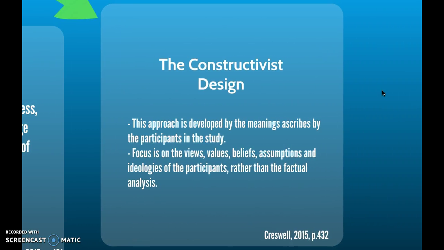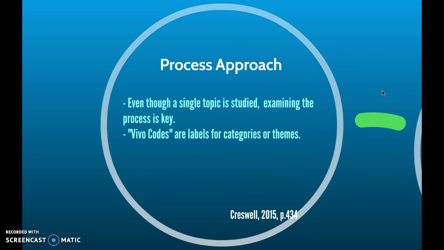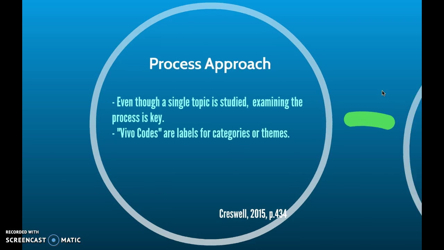And the final is a constructivist design. And the huge focus here is on views, values, beliefs, assumptions, and ideologies of the participants instead of the factual analysis itself. Each of those three have six key characteristics that we're going to look at next. So, process approach. Even though a single topic is being studied, the process is key for each of the three types. In vivo codes is terminology used for labels and categories of themes from the data that we're collecting.